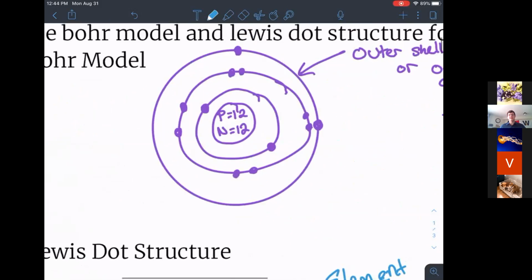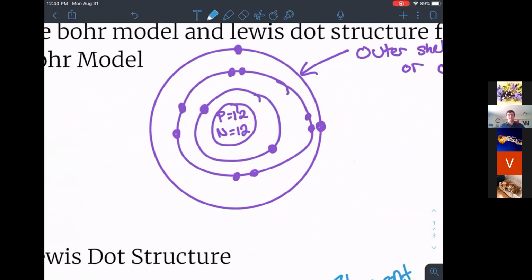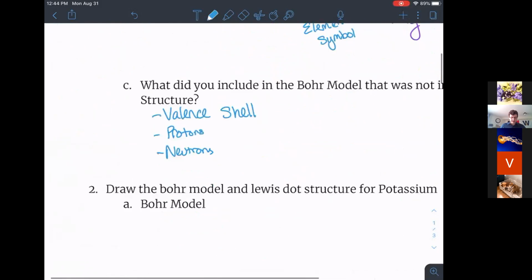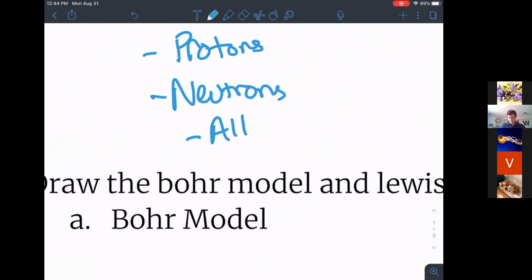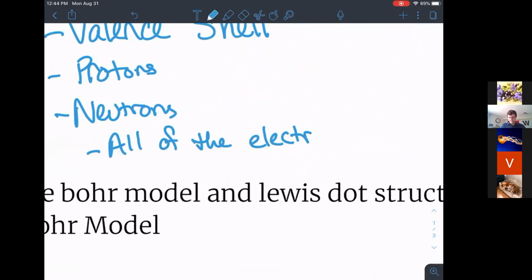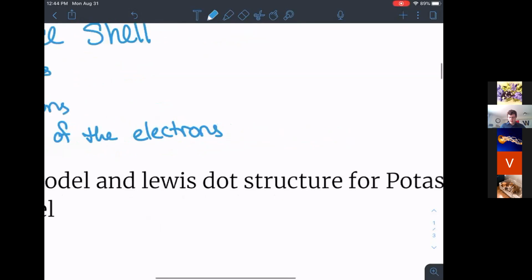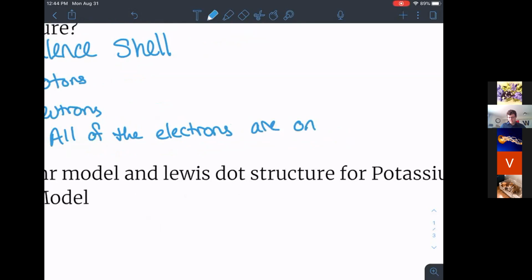Are the only electrons on this one the valence electrons? Or do we have other electrons on there? No. We have other electrons. So all of the electrons are on the Bohr model, and only the valence electrons are on the Lewis dot structure.